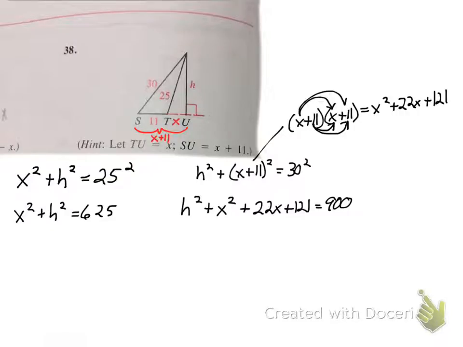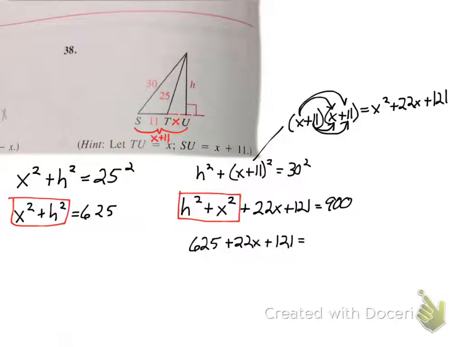I could plug it into the equation, because if we notice, I have x squared plus h squared here, and here I have h squared plus x squared, but that's the exact same thing. It's like 2 plus 3 and 3 plus 2. So I can replace h squared plus x squared with 625. So I'm going to have 625 plus 22x plus 121 equals 900.